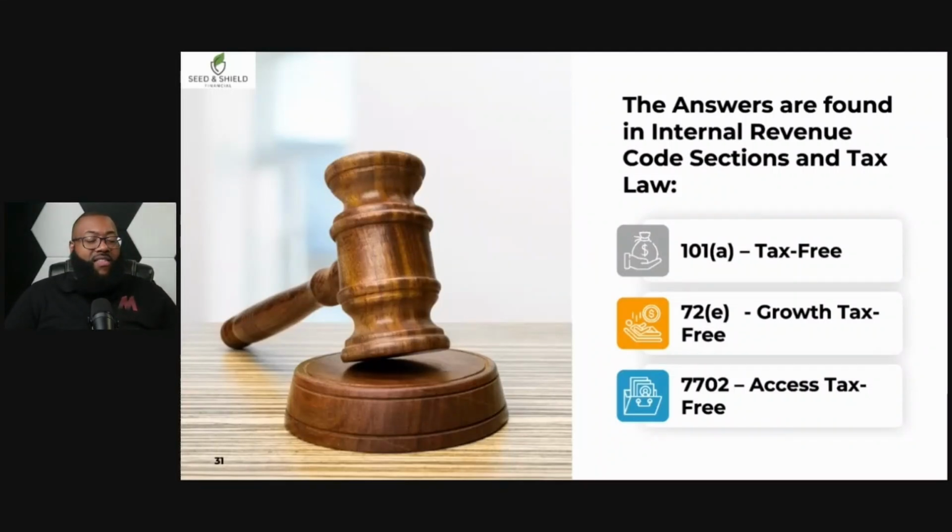72E is a provision in the tax code that affords monies that are within a life insurance policy to grow tax-free. Why? Because of still the same benefits. They want the money to grow to sustain a family if someone were to pass away. And then the last one is 7702, which gives you the ability to access the money via policy loans tax-free.